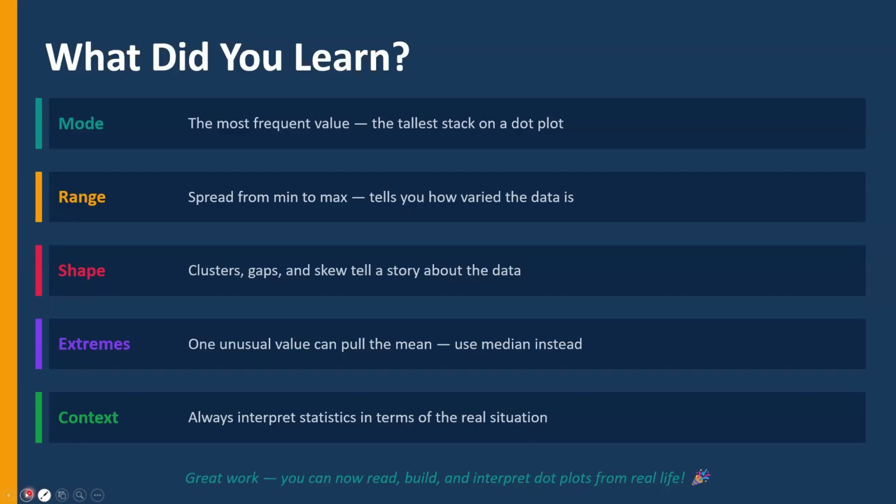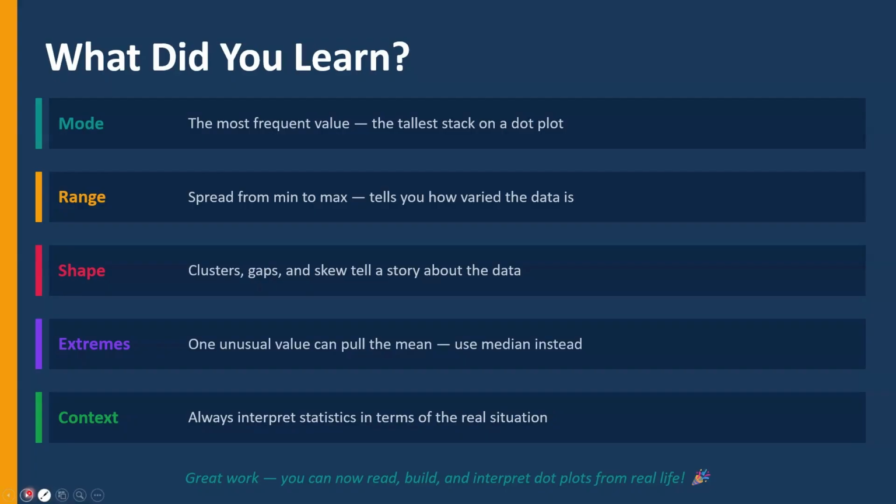Third, we learned about shape. We talked about shape, whether the data is balanced, clustered, or skewed. Shape helps us see patterns and understand what's typical. Next we learned about outliers. We noticed that one unusual value, an outlier, can change the data. That's why sometimes the median is more reliable than the mean.